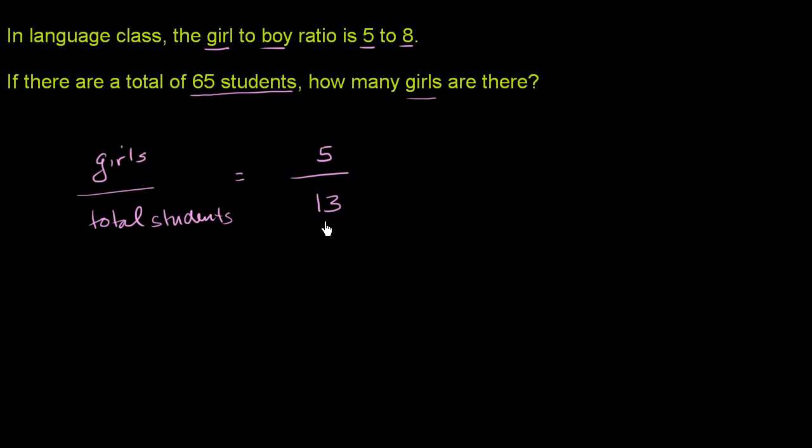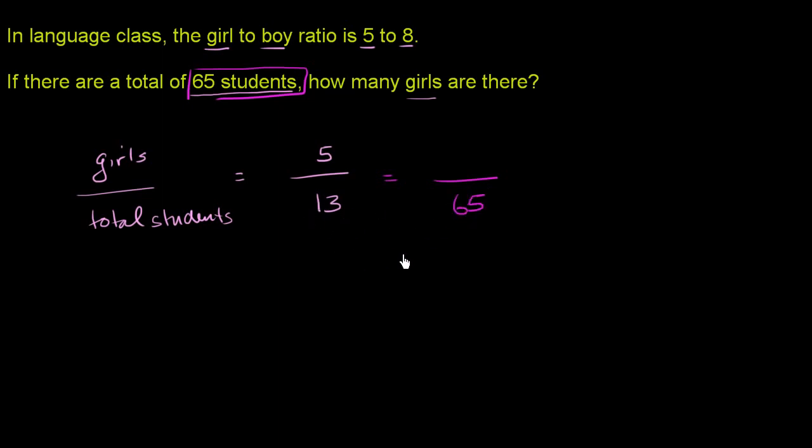One way of thinking about it is if you were to evenly divide the students into groups of 13, every group of 13 students would have 5 girls. Now, I think we're ready to figure out how many total girls there are, because they tell us that there are 65 students. So we don't just have one group of 13, we have 65 students.